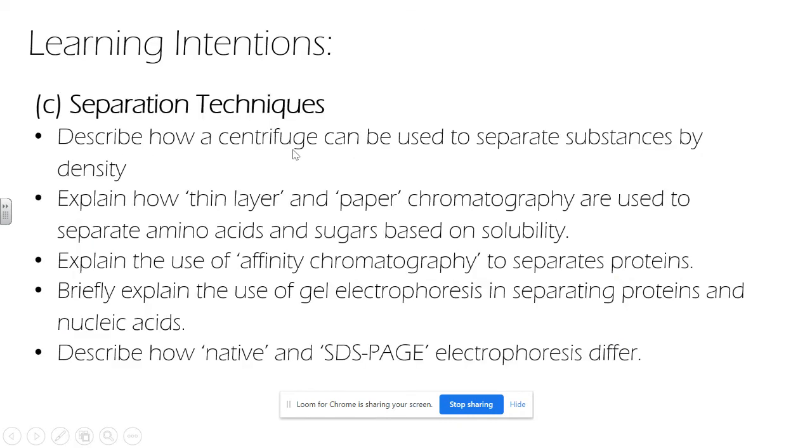So to summarize, centrifuges separate based on density, giving the pellet and the supernatant. Paper and thin layer chromatography can be used to separate different substances such as amino acids and sugars. More soluble solutes will travel further in a given time. Affinity chromatography uses molecules bound to a stationary column, which have a high affinity for some soluble molecule passing through the column. Gel electrophoresis separates charged molecules using an electrical field as they move through the gel. Native gels don't denature the molecules, so we separate by size, shape, and charge, whereas SDS PAGE gives all molecules an equally negative charge and denatures them, separating proteins by size alone.